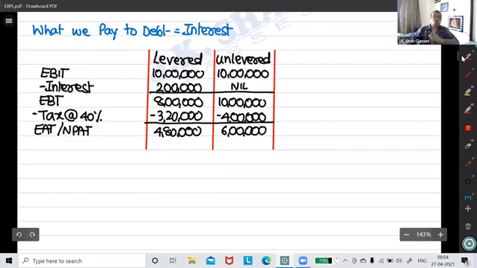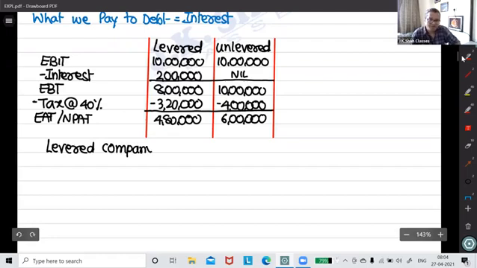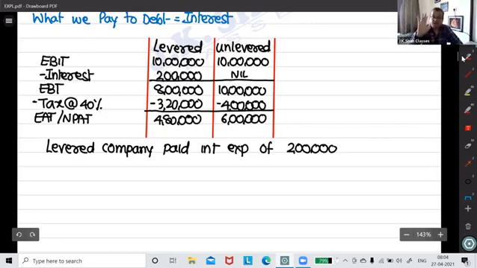Now it's a very important thing to be understood. What is the only difference? The only difference is the interest. So the levered company paid interest expenditure. The levered company paid interest expenditure of how much? 2 lakh. That's what you see over here.